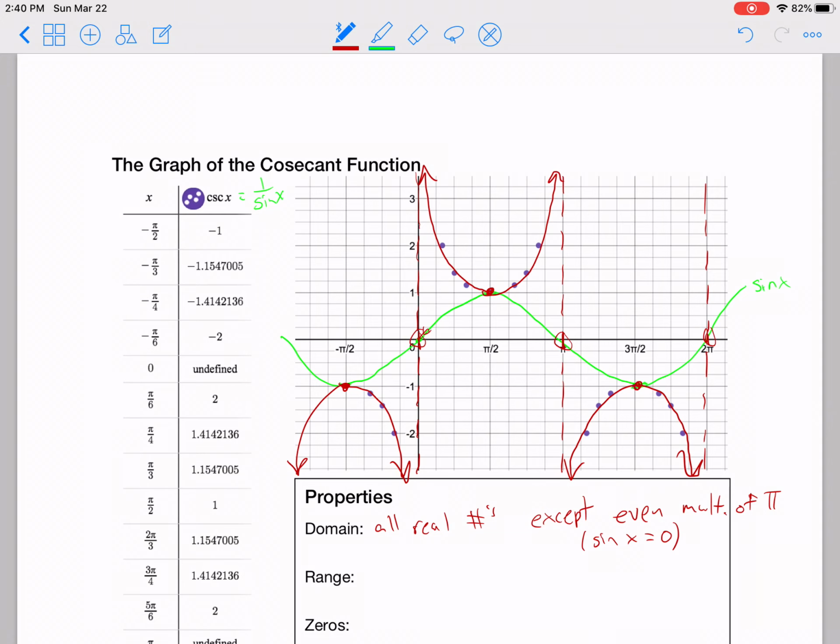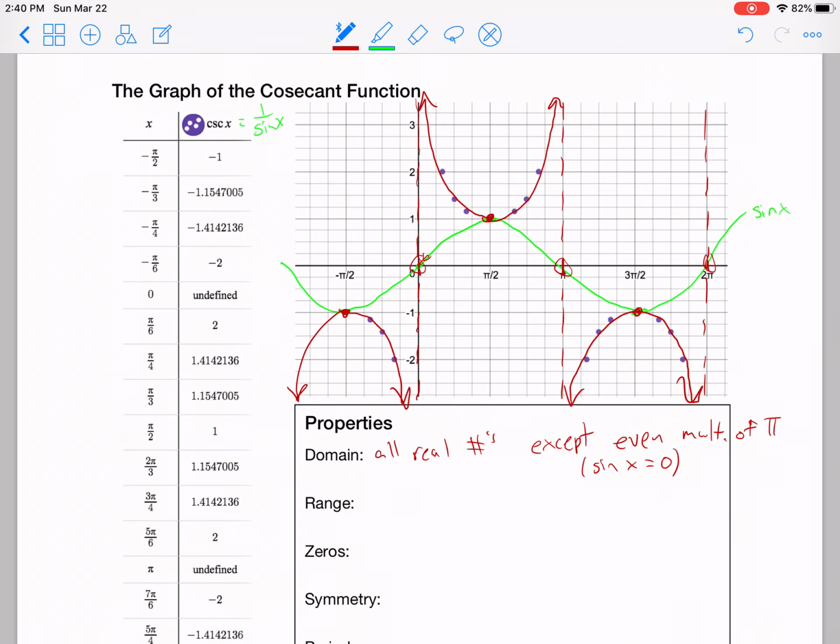We're going to have a range, and again, notice we're below -1 and we're above +1. So we can't have anything in between. So the range, just like the previous one, is parentheses, negative infinity to negative 1 inclusive, union 1 out to infinity. Just like that. And we're inclusive of the 1 and negative 1.